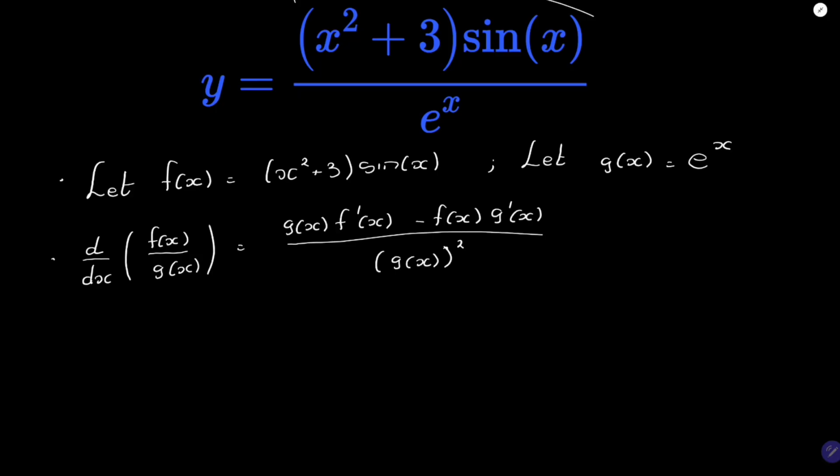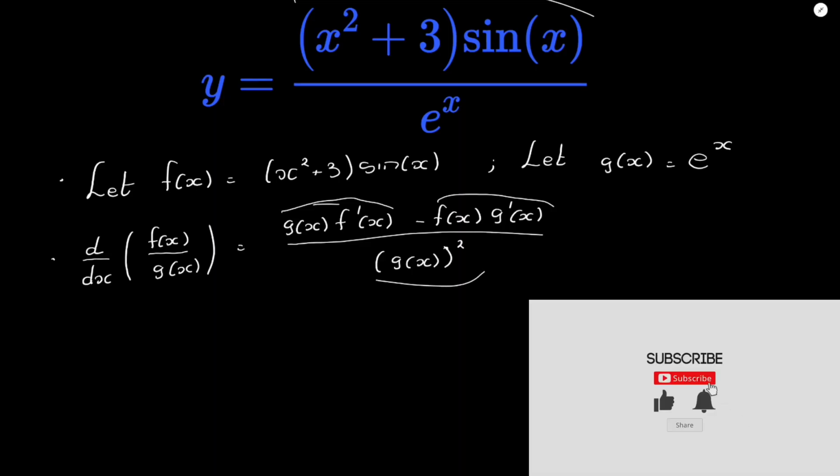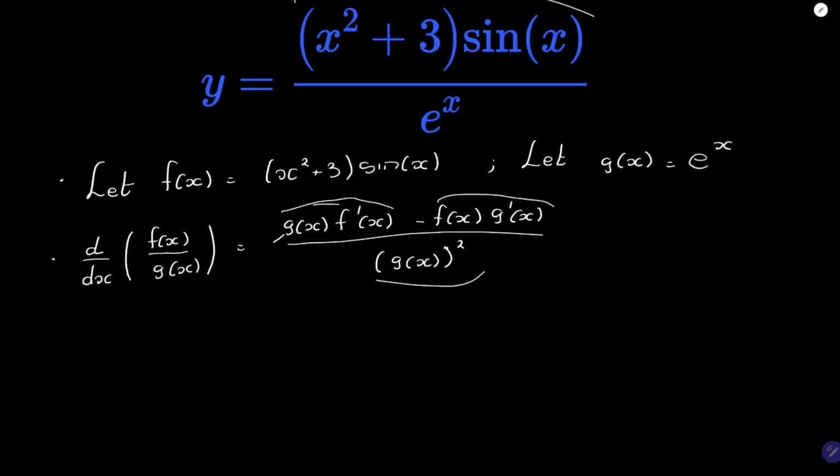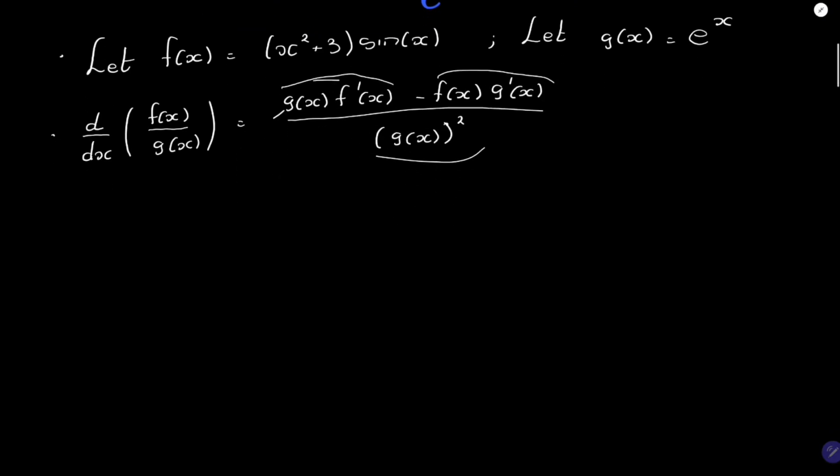So in this expression, there are three different terms we need to find. Our first term is the product g of x and f prime of x. Our second term is the product f of x and g prime of x. And our third term is the square of g of x. So let's start with our first product. In this first product, we already know our first term g of x. The remaining term is f prime of x. So let's find f prime of x.